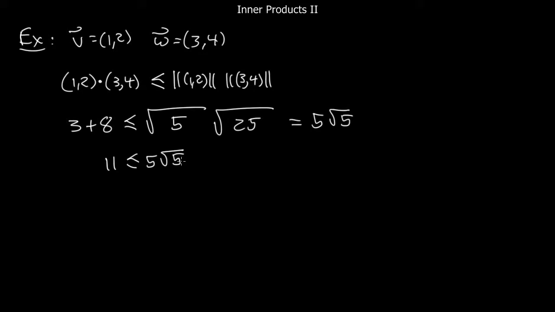Gee. Well, let's square both sides to check. I'm claiming that 121 is less than or equal to 25 times 5, which is 125. There you go. It's true, but not by a lot. It's a useful inequality because it's subtle. It's not obviously true, but it's true.